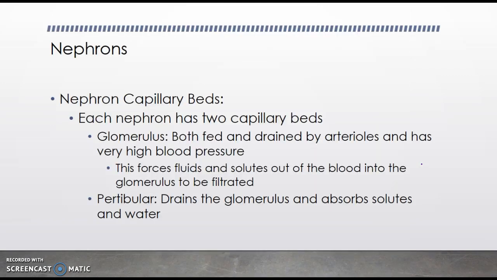So this is talking about the various capillary beds within a nephron, and we've really hit on the glomerulus already, and this is where we are pretty much forcing solutes out of the blood to be filtered. But then there's one called a peritubular capillary, and this is the one that's wrapping all around the nephron, and this is the one that's actually going to be able to absorb solutes back from the filtrate that we actually want to keep.